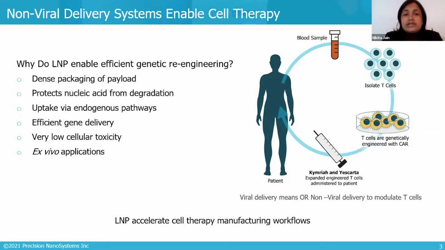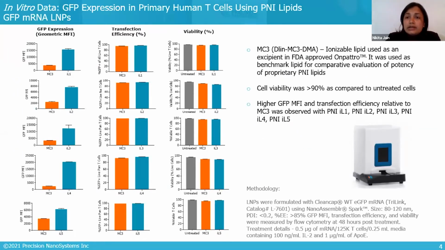At Precision NanoSystems, we have used eGFP mRNA to show the proof of concept, where GFP is the reporter gene. You can see that we have used the PNI proprietary lipids and formulated lipid nanoparticles encapsulating GFP mRNA. I have shown three sets of data. The first is the GFP MFI, the second is transfection efficiency, which shows the percent of GFP of all live T cells, and the third one is the viability. In all these cases, we have compared against the benchmark, that is MC3 lipid.